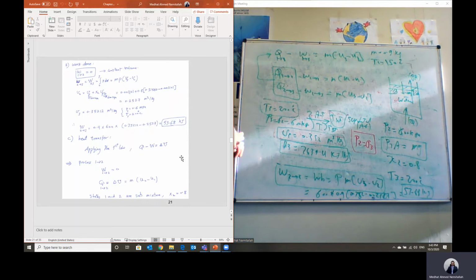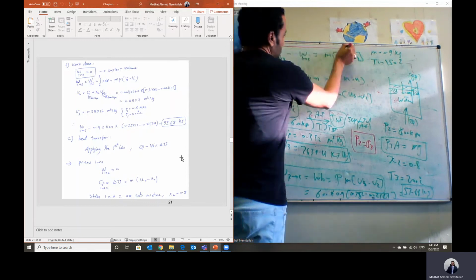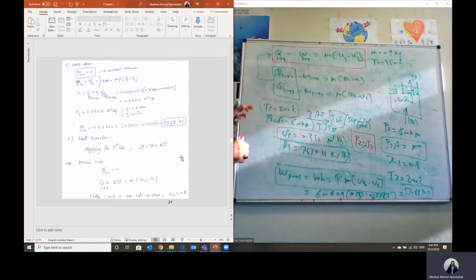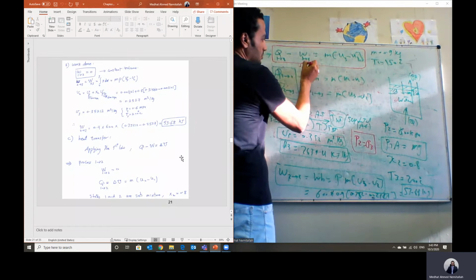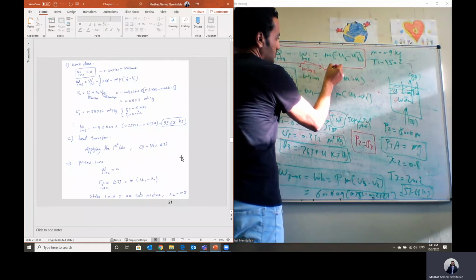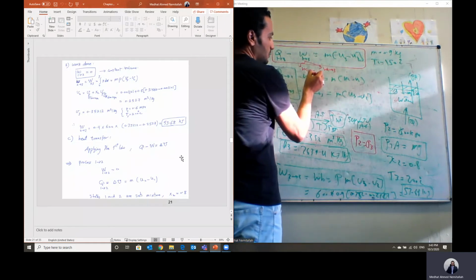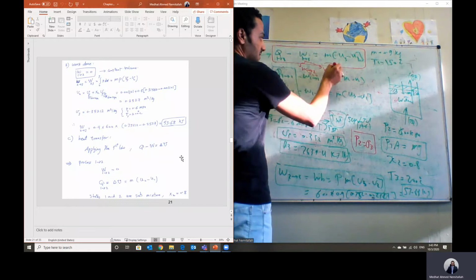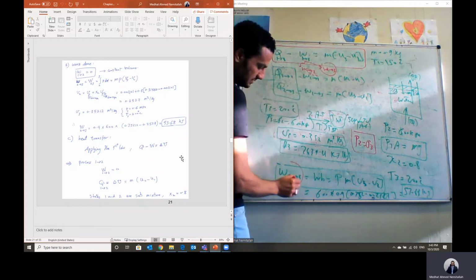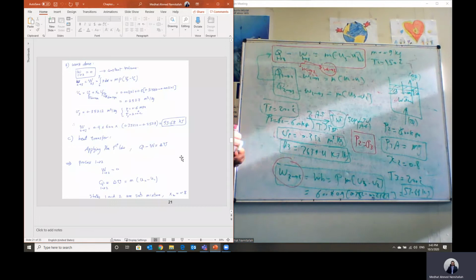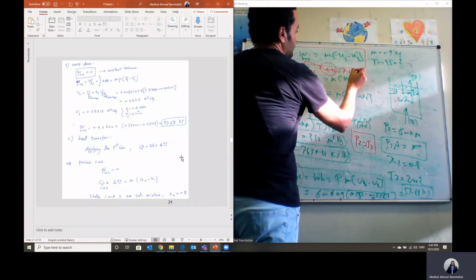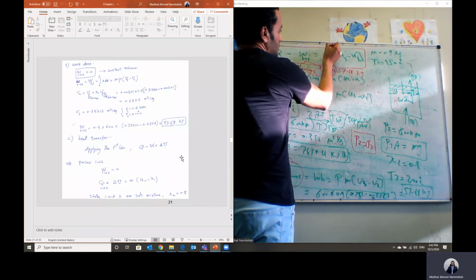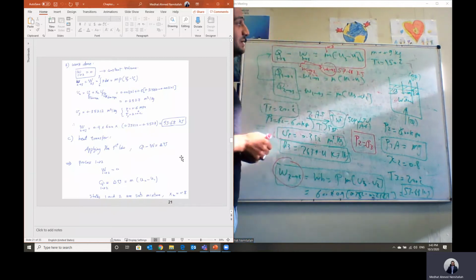Or we can simply consider the whole system from state 1 to state 3. Q from 1 to 3, which we need to calculate, will equal work from 1 to 3 plus the change in internal energy. Work from 1 to 3 is the work from 1 to 2 plus the work from 2 to 3. Work from 1 to 2 is equal to 0, constant volume process. And work from 2 to 3, which we just calculated, is equal to 57.68 kilojoule. Mass here is equal to 0.9 kilogram.